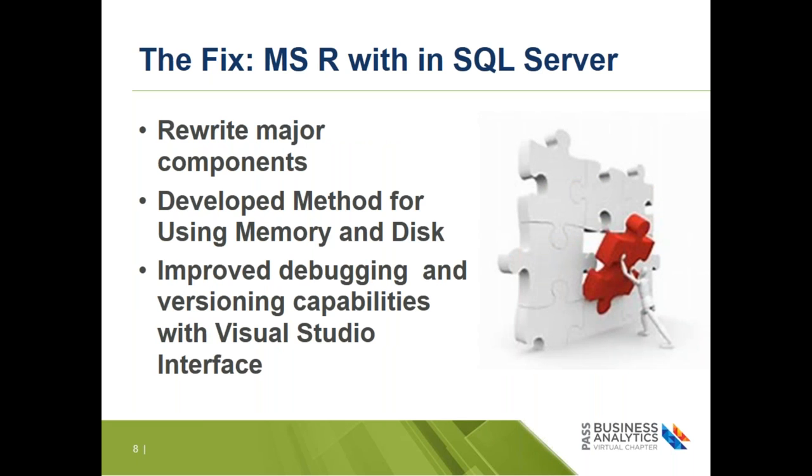But Microsoft fixed most of those major weaknesses when they put R in SQL Server. So they rewrote some of the major components, especially for Intel processors and the math libraries, to statistically just improve the performance by 38% with the math algorithms alone. And the most important thing that they did is got rid of this running out of memory problem when you're analyzing lots of data. Because let's face it, everybody else has been figuring out for years how to swap things to disk. Why shouldn't R do it too?